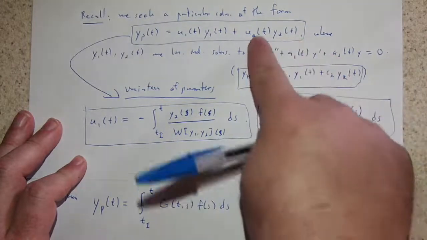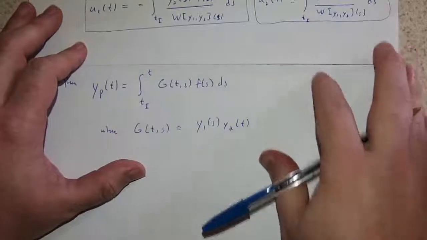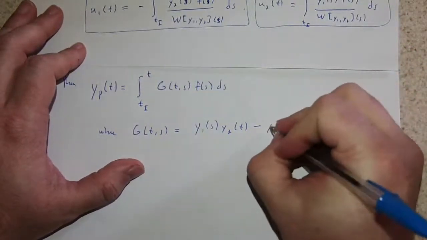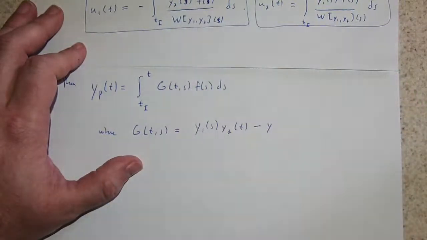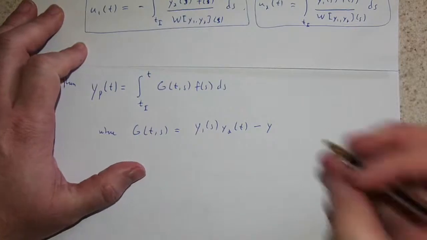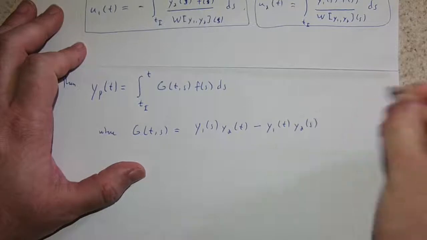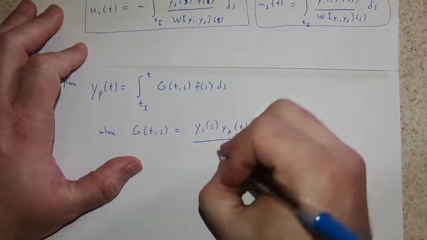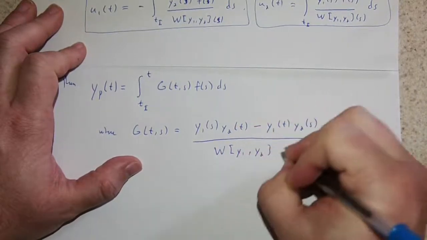So here's u2: y1 of s times y2 of t, minus, for the same reason, y2 of s times y1 of t. So I'm going to rewrite it as y1 of t times y2 of s, all over the Wronskian of y1, y2 of s.